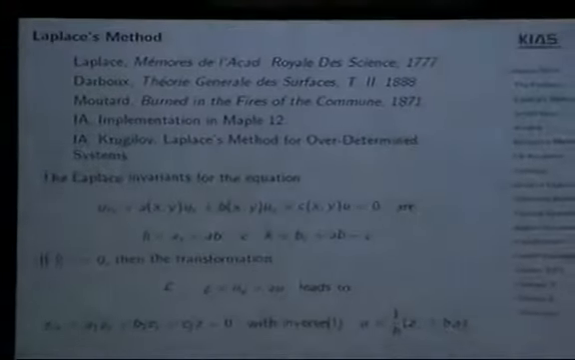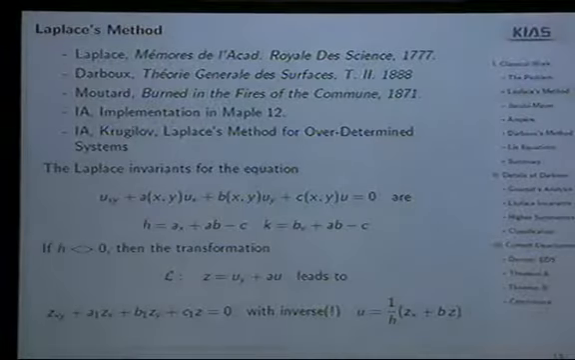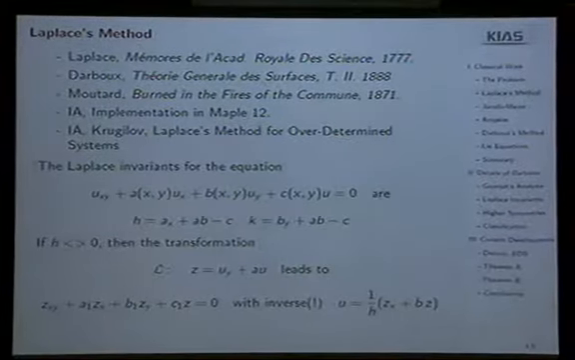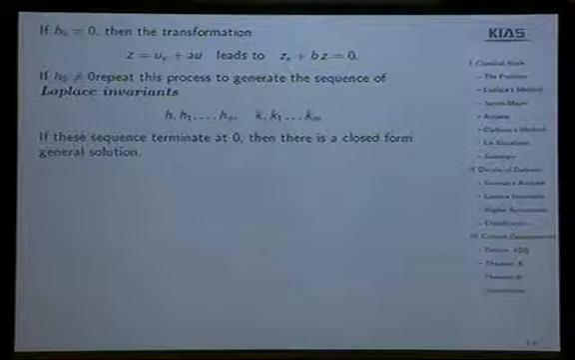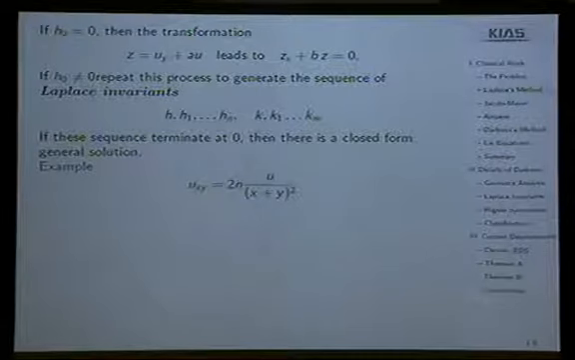Now, what happens is the following. You start iterating this process. You start with this equation, you calculate this one. You calculate the Laplace invariant for this one, 0 or non-zero. And you keep doing this process over and over again, and one of two things will happen. You'll calculate these invariants. H is the invariant for the first one. H1 is the invariant for the second one. Hn is the invariant for the nth one. And if this sequence of Laplace invariants terminates at 0, then there's a closed form general solution to the differential equation. Okay?